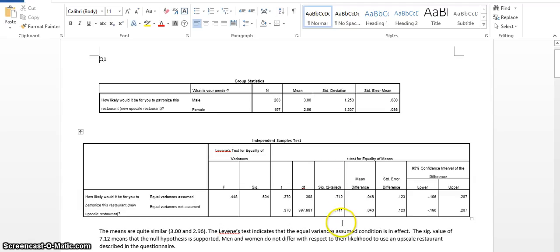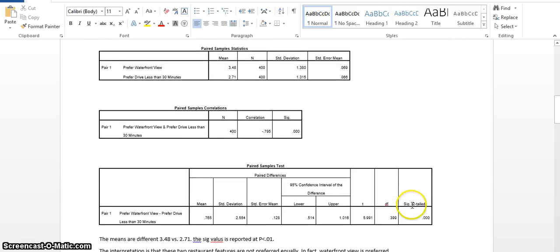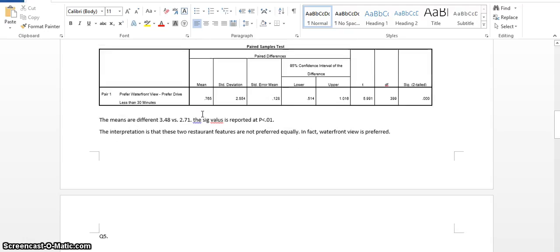After you report the significance value, then you can go back and talk about the mean value. For the second question, same thing. You always have to report the sig value, the significance. So the significance is 0.00, that means it's very significant. And you would just say that it's significant at 0.01. The p-value is significant, it is less than 0.01. After you look at this, then you talk about the mean. So you say, looking at the mean, it can tell us that waterfront view is preferred over the drive of less than 30 minutes. So there is a difference between the two groups' preferences.